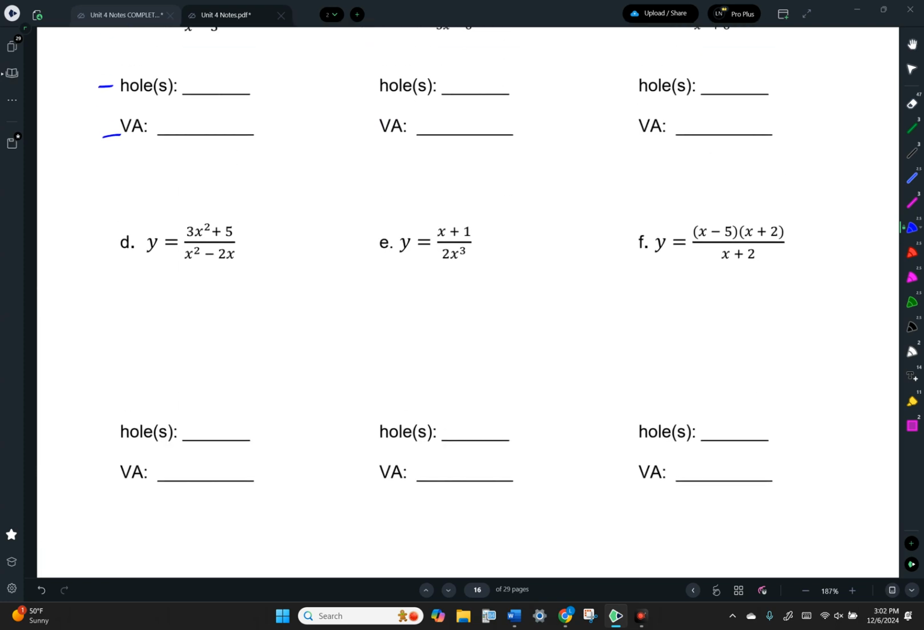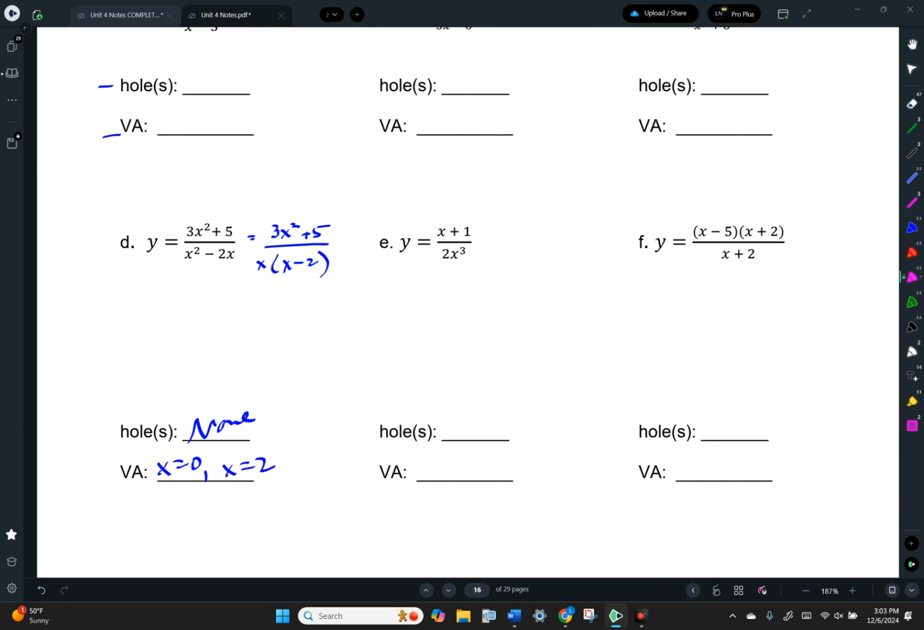Just as a refresher, in order to find holes and vertical asymptotes, we need to put it in factored form. Well, on this one, the numerator does not factor, but the denominator would be x times x minus 2. Well, nothing cancels. So that means there are no holes, but there are vertical asymptotes. So what would make the denominator equal 0? Well, for the first one, it would be if x equals 0. For the second factor, it would be if x equals 2.